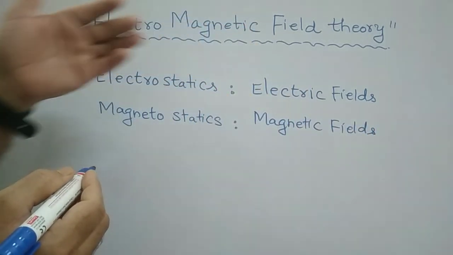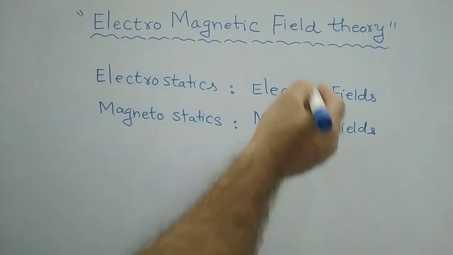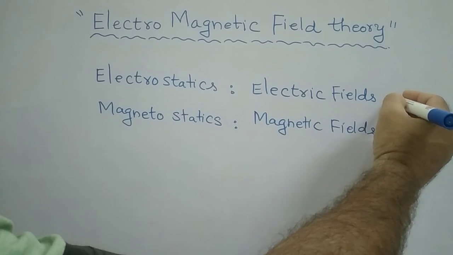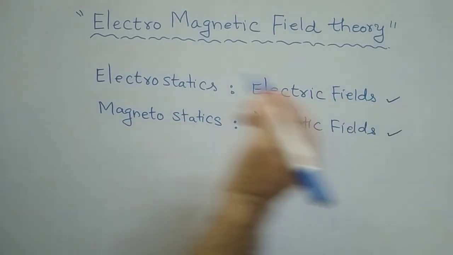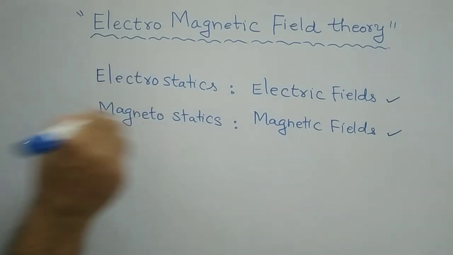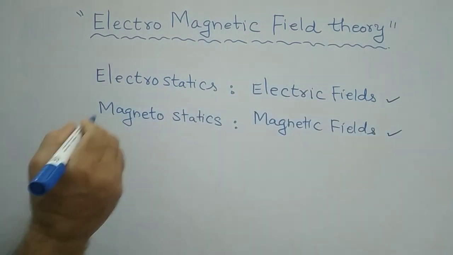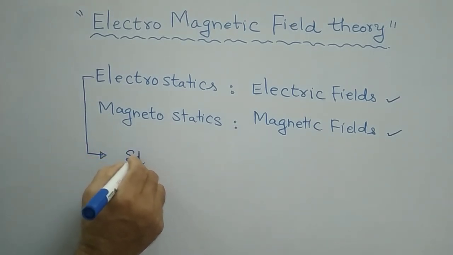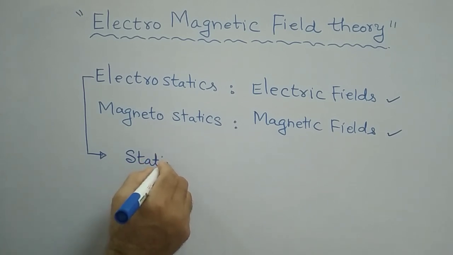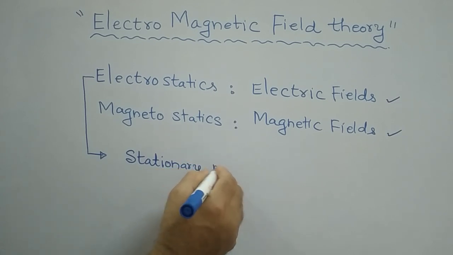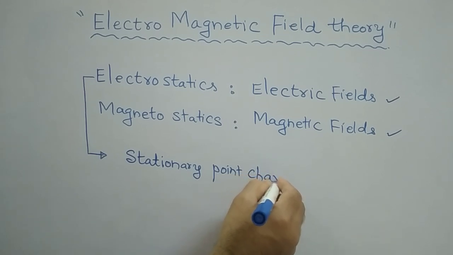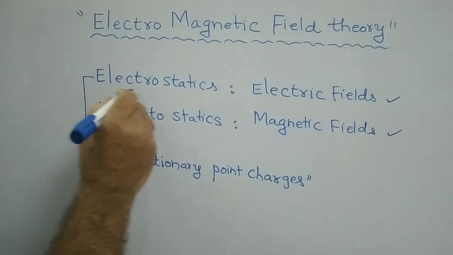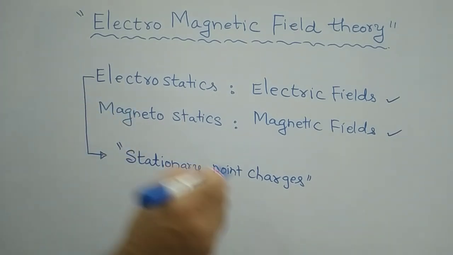So electromagnetic field theory is nothing but the electric field as well as the magnetic field. These two are there in this particular subject. Electrostatics is nothing but electric fields, and magnetostatics describes the magnetic field. Electrostatics describes stationary point charges, and for stationary point charges the electrostatic field theory is applicable.